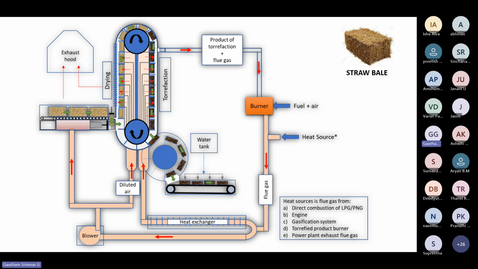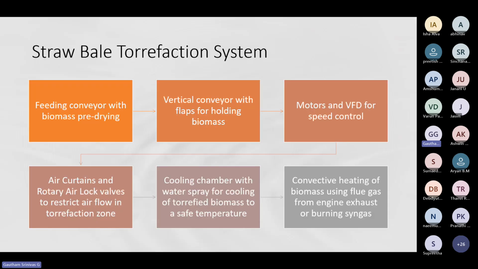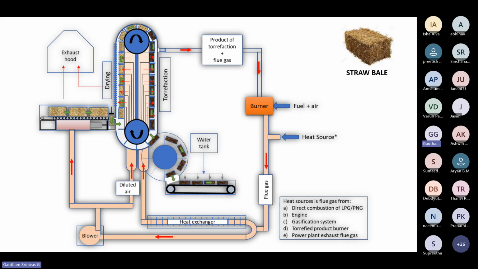In the drying zone, the temperature is maintained close to 100, slightly more than that. And then there is a lock hopper mechanism. So let me show you here. There is an air curtain here, so that there is no seepage of air into this zone.